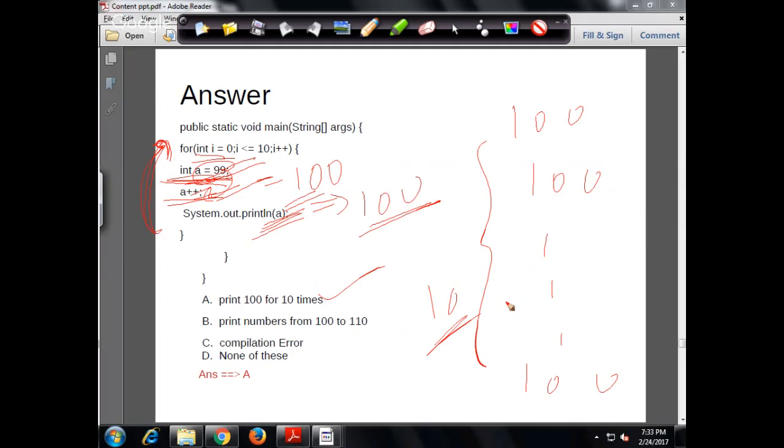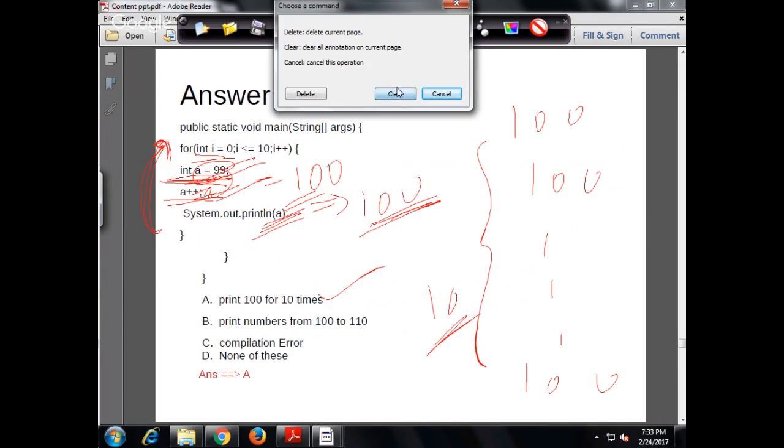Okay, that is why the answer is option A, that this is going to print 100 for 10 times, because within the loop we are again and again reassigning the value of A as 99. That is why the value of A is being assigned as 99 in every iteration, and it is only going to print 100 in every iteration. It will not print anything different. So I hope this concept was clear to you.